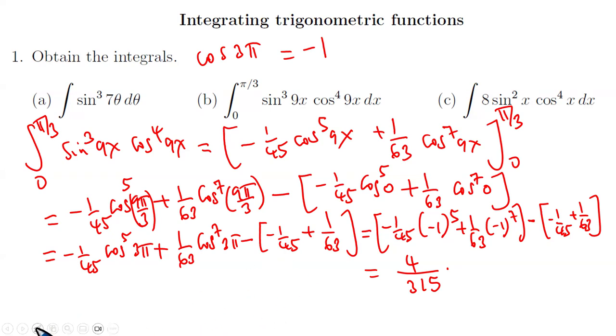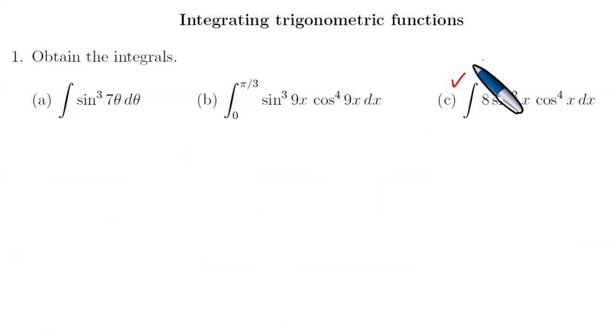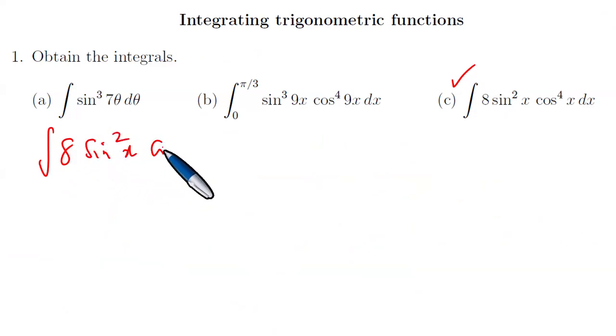Part C. Part C with this. We have the integral of 8 sine squared x cosine to the fourth power of x dx. So what do we do here?